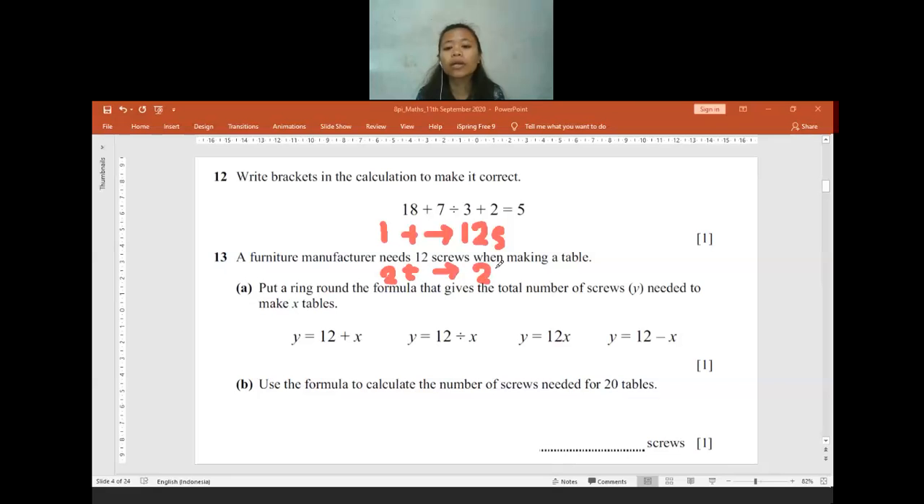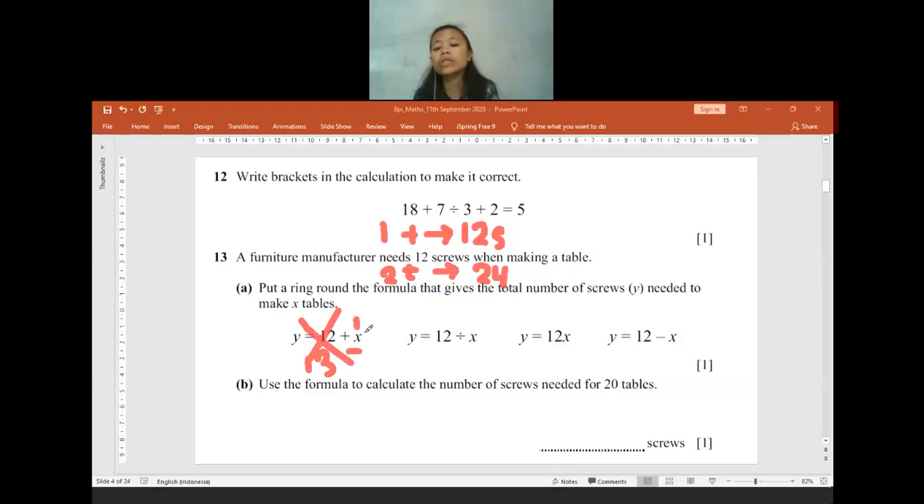Now, if you already have the number and you get confused about which equation to pick, maybe you can replace the x with any number. When it is the first table, we need 12 screws. But when I check the first equation, 12 plus 1, the answer is not 12. When I replace the x with 1, the answer is 13. So the first equation is wrong.